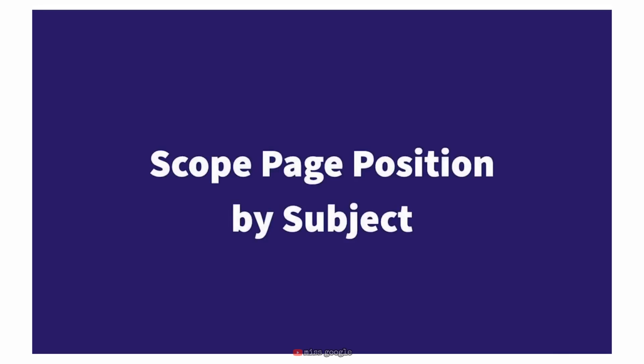So far in this chapter, we've learned how we can nest our pages underneath our subjects. And in the last movie, we talked about how we can more efficiently count the number of pages that belong to each subject. I now want to take those two ideas and combine them together to talk about how we scope the page position by its subject.